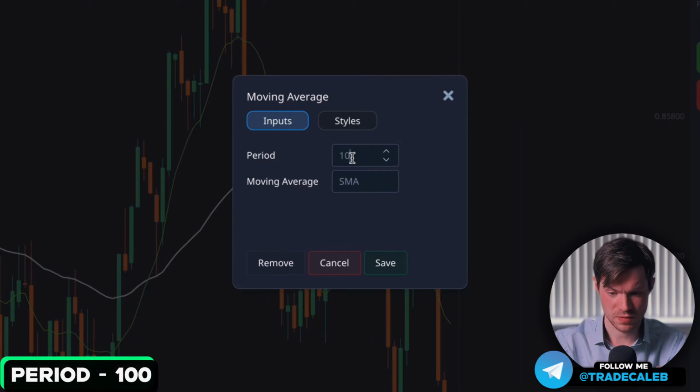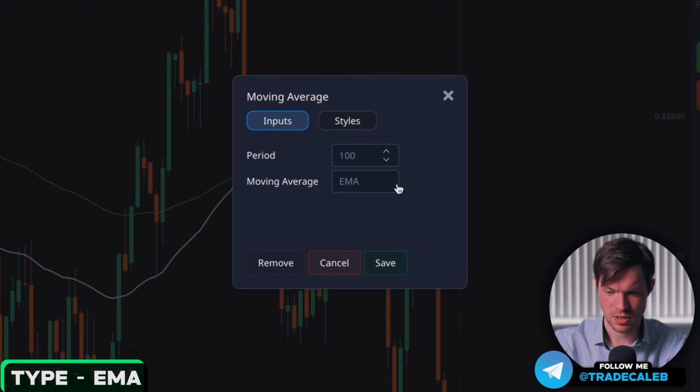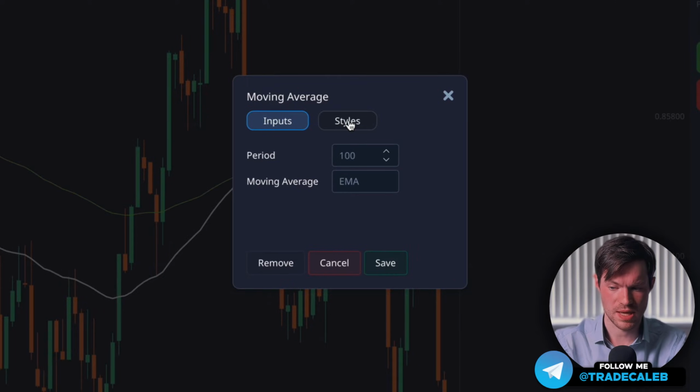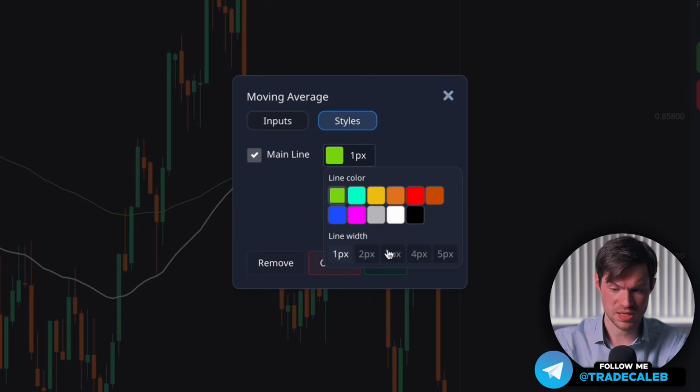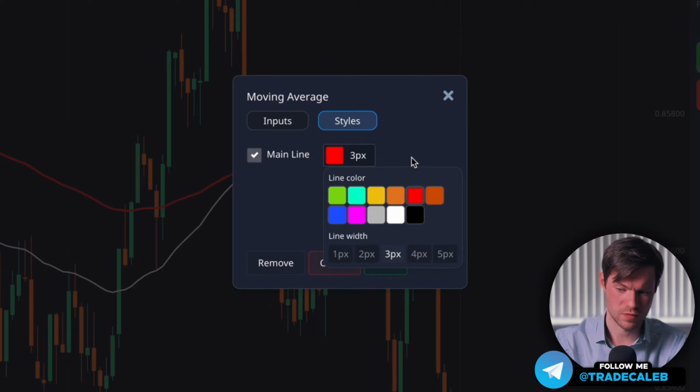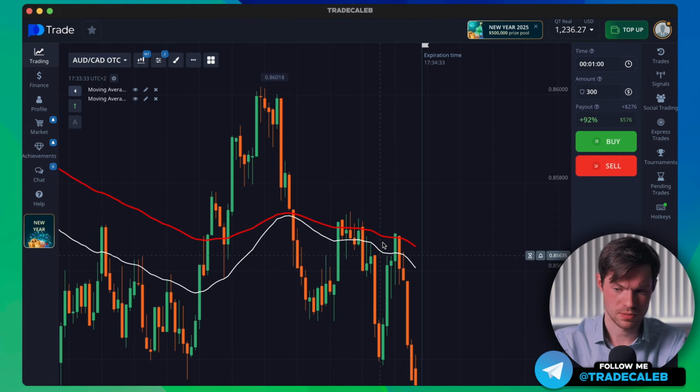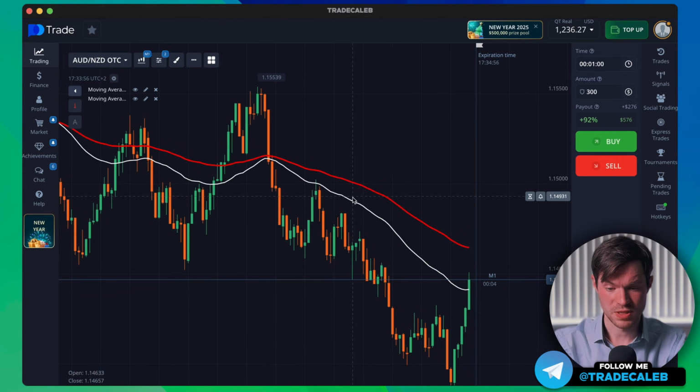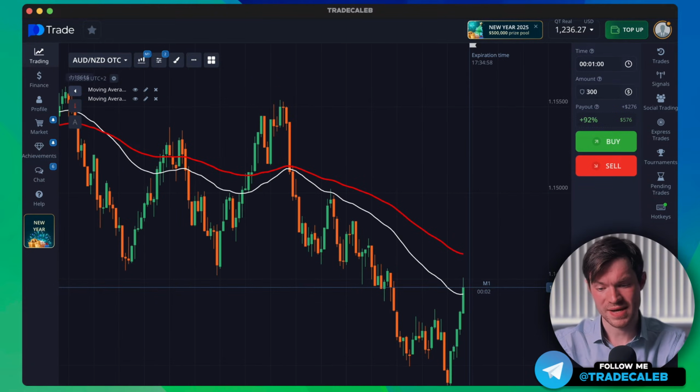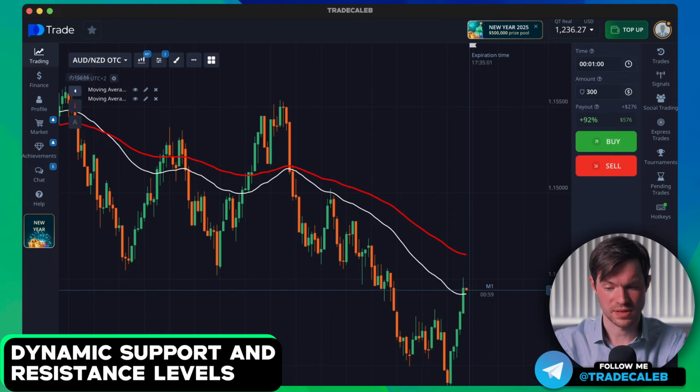The second indicator will have a period of 100. Here we also choose the type of indicator EMA. In the styles we can make it bolder, let's say 3 pixels of red color. And save it. Now let's go over a little bit of theory. Moving averages are essentially dynamic support and resistance levels for us.